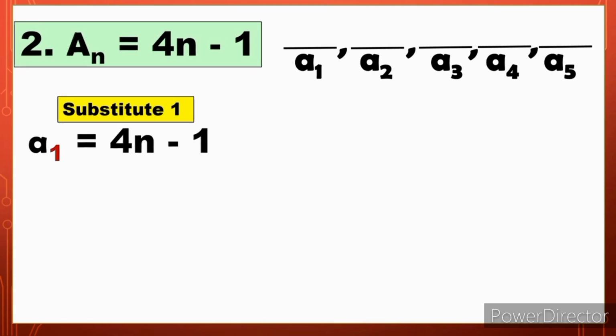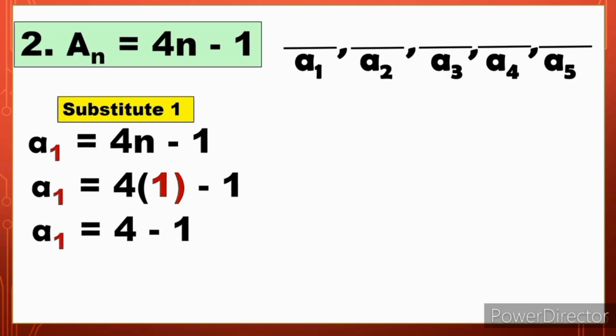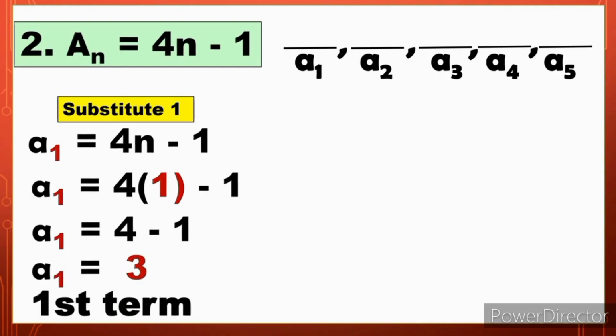So, it becomes a sub 1 equals 4 times 1 minus 1. And then, simplify, 4 times 1 is 4. Then, a sub 1 equals 4 minus 1. Then, a sub 1 equals 3. Then, our first term now is 3.